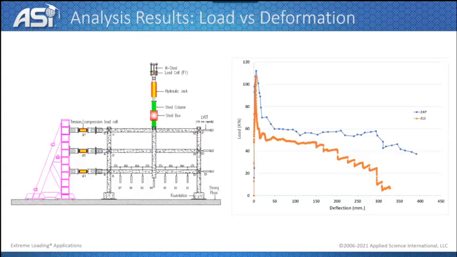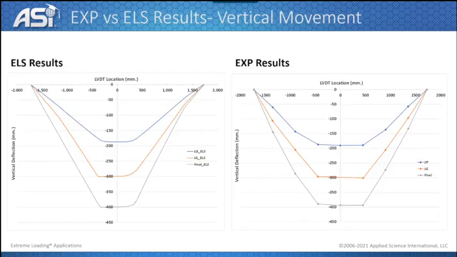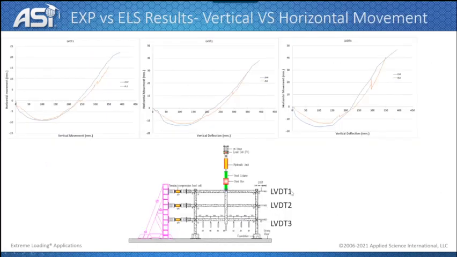And also we see here a comparison between the experimental results and the ELS results, not only for the load and the deformation, but also a relation between the vertical movement of the frame and the horizontal movement of the frame. At each floor, they measured this relation. LVDT1 is at the last floor, then the second floor, and the first floor. So we see here the comparisons, and they are matching very well.